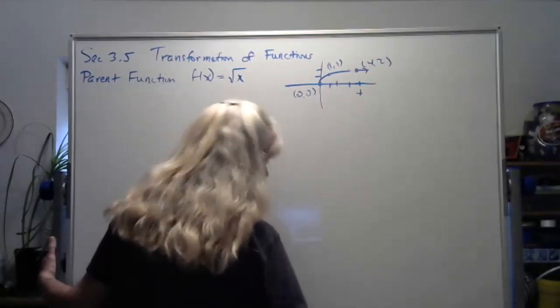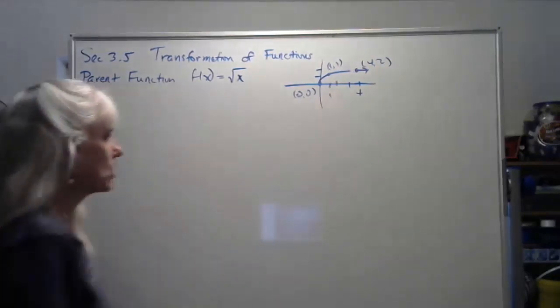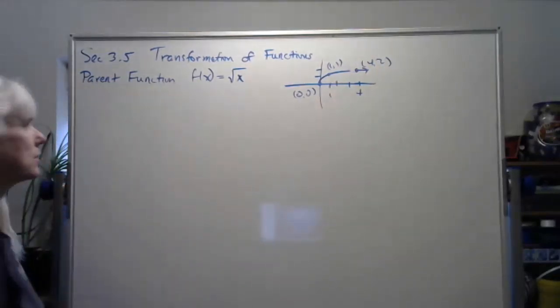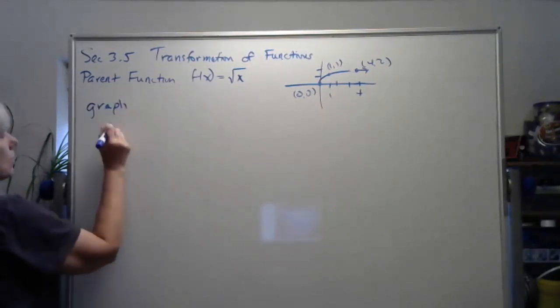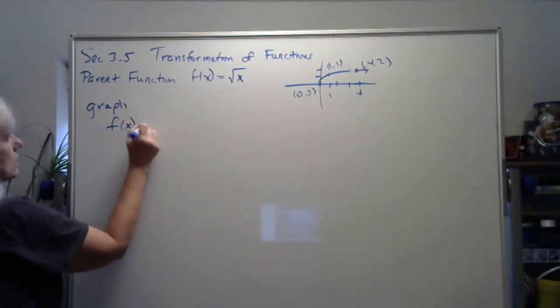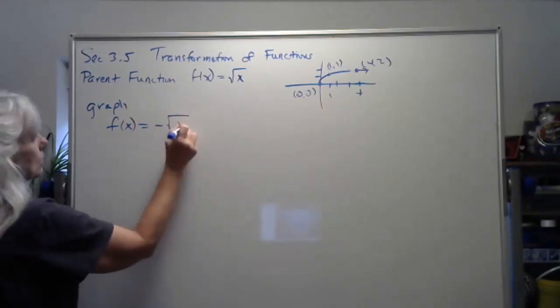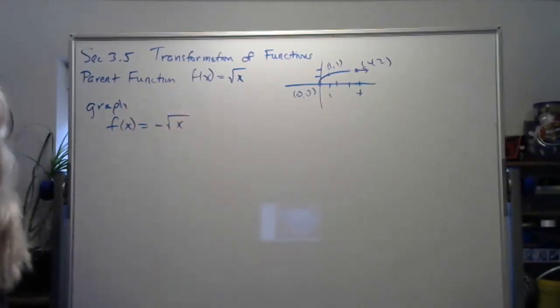Okay. What we want to do is start trying to flip this function. So what if we come in and graph f of x is equal to a negative square root of x. So a negative out in front of the square root of x.